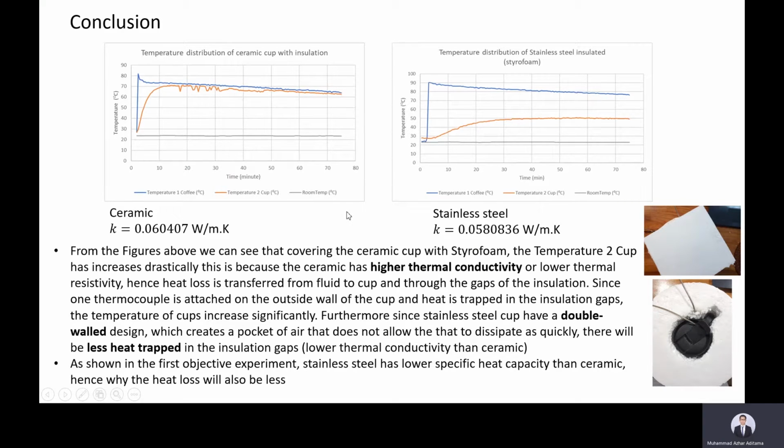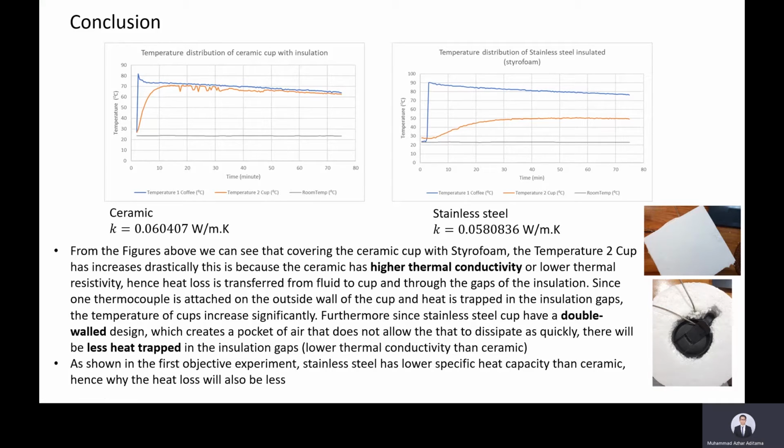This is the conclusion of the experiment. So from the figures, we can see that covering the ceramic cup with styrofoam, the temperature of the cup has increased drastically, as you can see. Especially with the ceramic cup, it increases very drastically in comparison to stainless steel. And this is because the ceramic has a higher thermal conductivity or lower thermal resistivity, so heat loss from the fluid through the cup material and to the insulation is way higher. It can pass through easily.